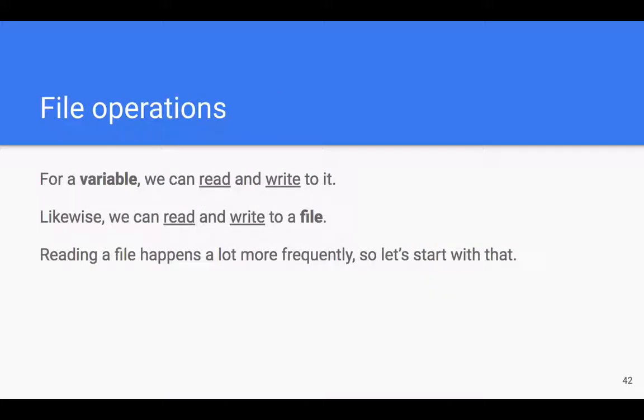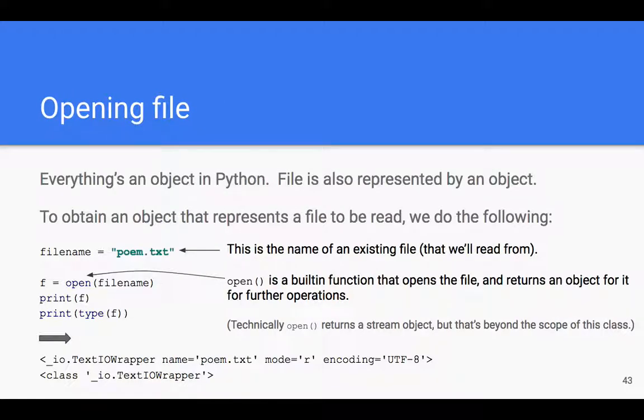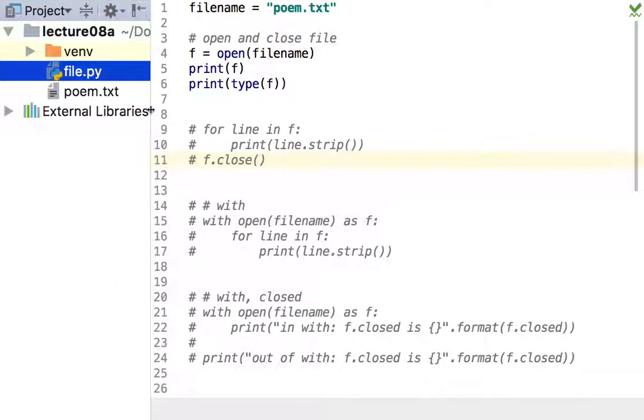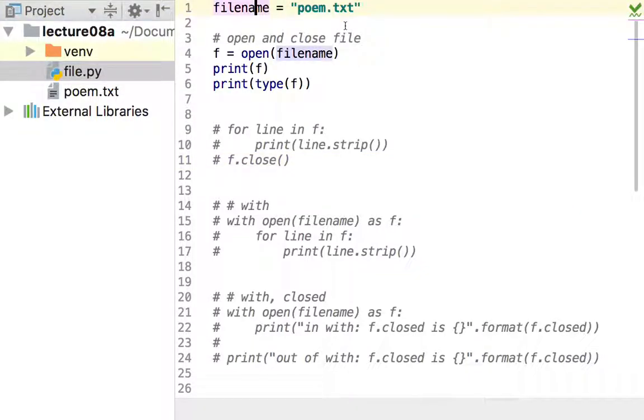Now, just like a variable that we can read and write, with a file we have to be able to read and write to it. Reading a file is actually a more frequent operation, so let's start with reading a file. I've said that everything in Python is an object, so a file can also be represented by an object. And in order to obtain an object that represents a file to be read, here's what we do in the code. We start with the file name.